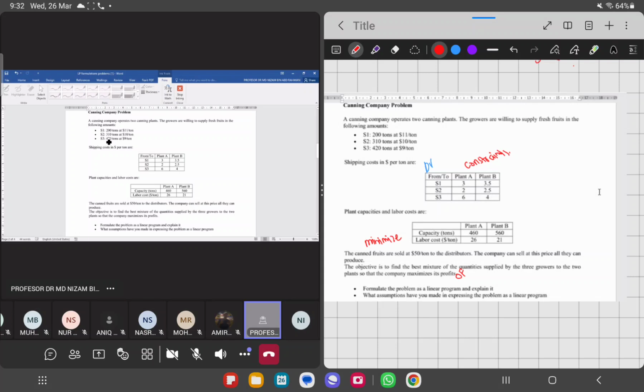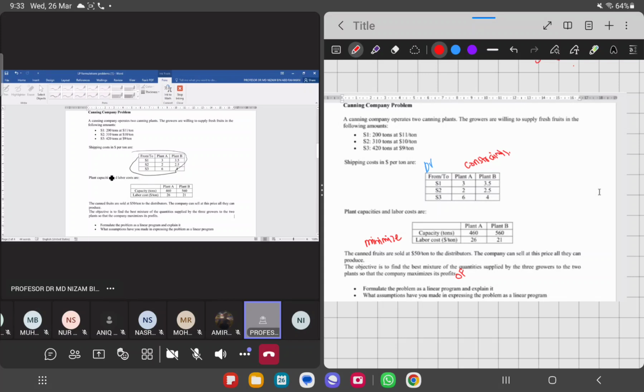And since these two plants are at different locations, and these farmers who want to supply fresh fruits are at different locations, the shipping cost from each supplier to the plant will be different. So the shipping costs are given here. From S1 to plant A is $3 per ton. S2 to plant A is $2, and $3 from S3. For plant B, from S1 is 3.5, S2 is 2.5, and 4 from S3, right?